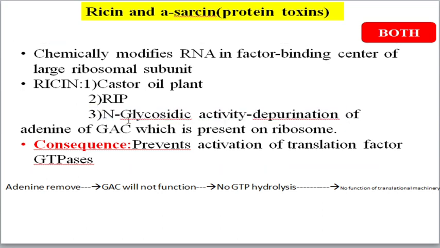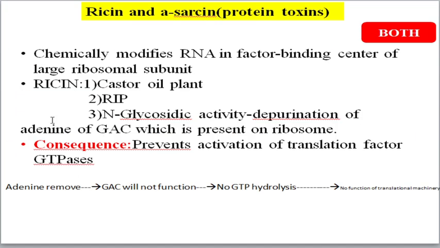So glycosidic activity, I think you should know about it. They remove any kind of nucleotides. If you take ricin, it causes depurination. Depurination means, since adenine is a purine molecule, they remove the adenine from GAC. What do we mean by GAC? GAC means GTP associated complex. GTP associated complex is present in a place of the ribosome.